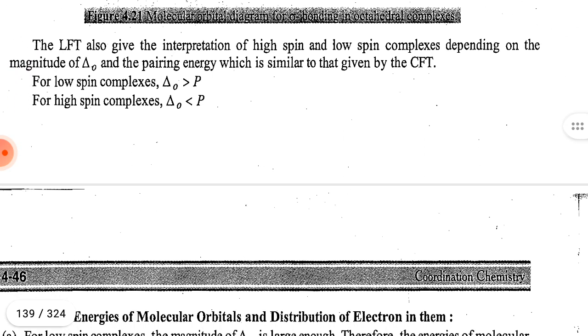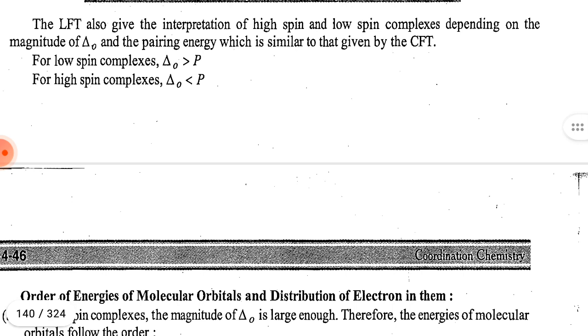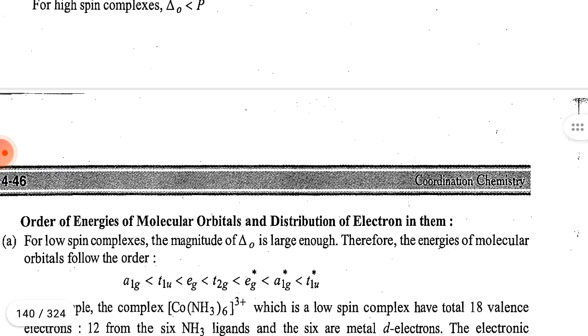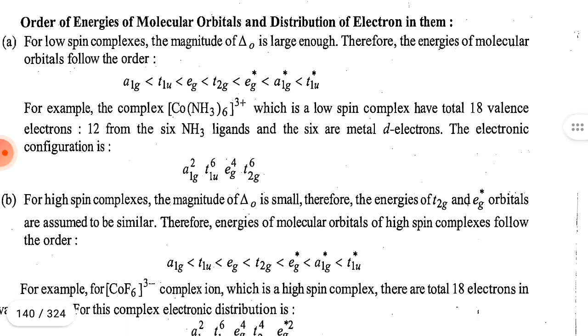The LFT also gives interpretations of high spin and low spin complexes depending on the magnitude of delta zero and the pairing energy, which is similar to that given by the CFT. For low spin complexes, delta zero is greater than P. For high spin complexes, delta zero is smaller than P. Order of energy of molecular orbitals and distribution of electrons in them.